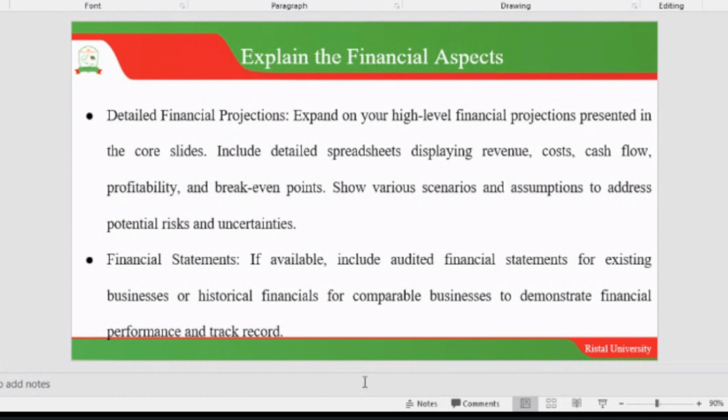Or you could include historical financials for comparable businesses. If the idea is not yet in place, you could compare with those businesses which have been there, how they are doing, and how yours will be different in terms of value for money or cost benefit analysis, which we looked at in the previous sessions.